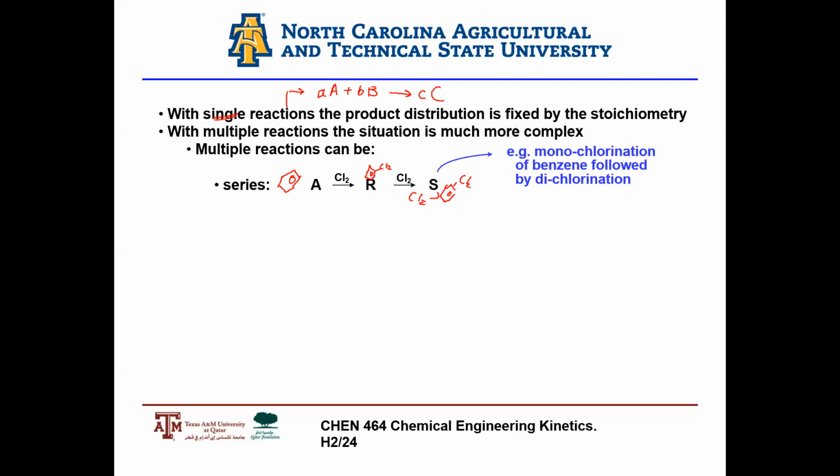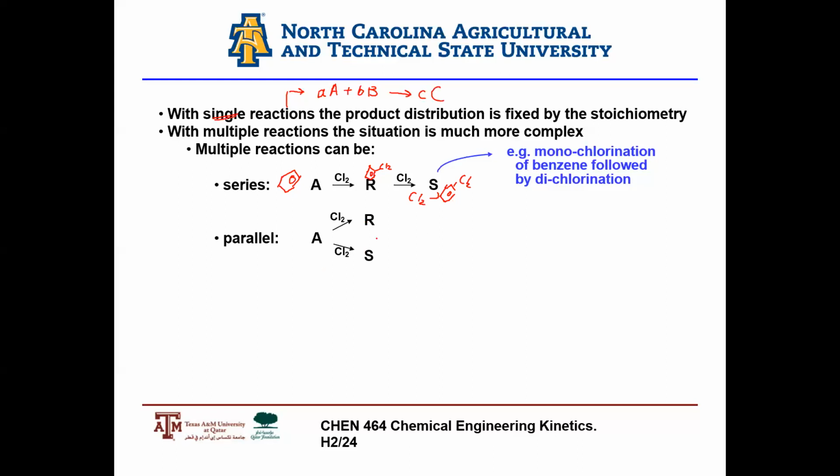In this case, the product distribution, how much of this guy do I have versus this guy, depends on many factors, and it's not as straightforward as looking at the stoichiometry. In this case, you need to get the differential equations, look at the temperature, look at this and that, and determine your concentrations as a function of reactor volume or time.